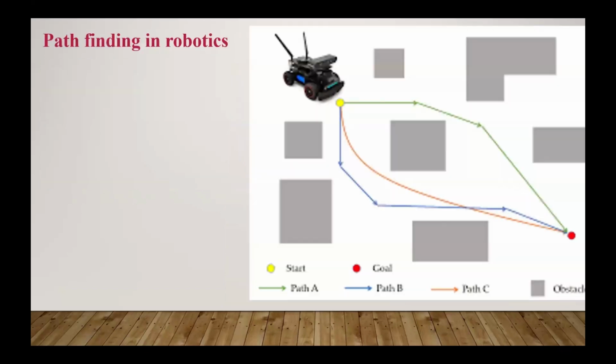Next one is path finding in robotics. So here what happens: if you go for depth first search, it will go into an infinite loop. So here we can use the depth limit. It is used for monotonic motion planning of robots in the presence of obstacles.